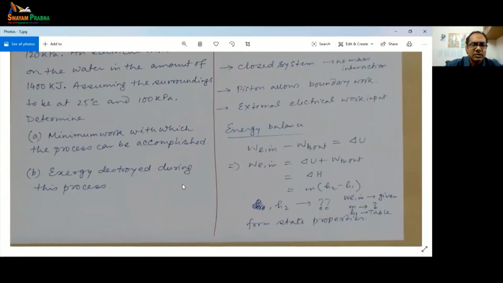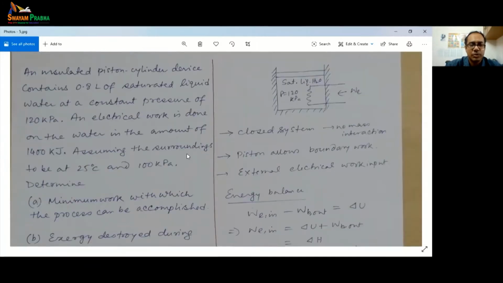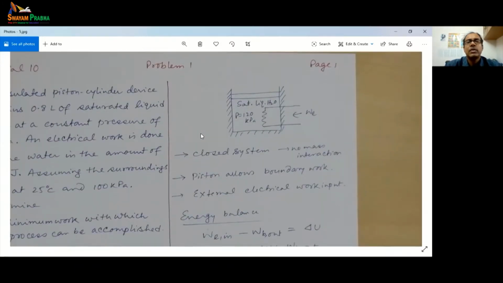Now the second part of the query is the exergy destroyed during this process. Exergy, or the work potential. You know that for any irreversible or real process, exergy will be destroyed. Just like entropy is getting generated, exergy is getting destroyed. That's the signature of any real process. So we have to quantify that, and all the tools you have learned in this chapter 8 will be used here.